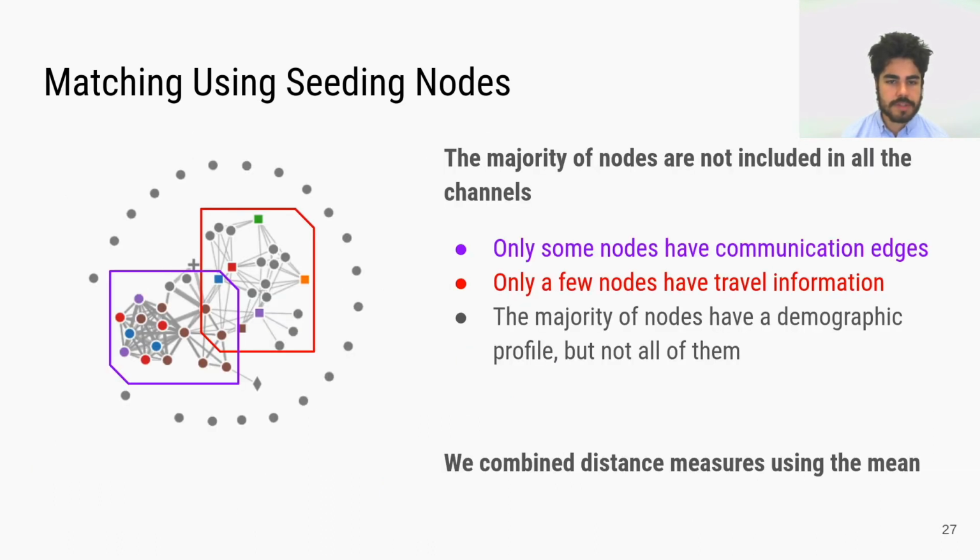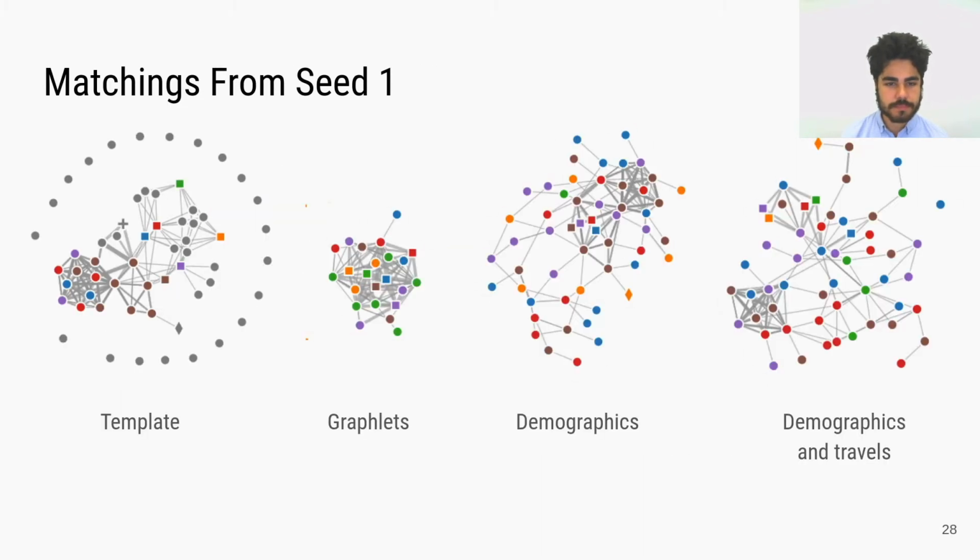However, the majority of the template nodes are not included in all channels. For example, we can see that only a few nodes have communication and travel edges. Thus, we combine several distances together by using their means to find matches relevant to several channels at the same time. Here are the graphs found from seed 1 using various distances.